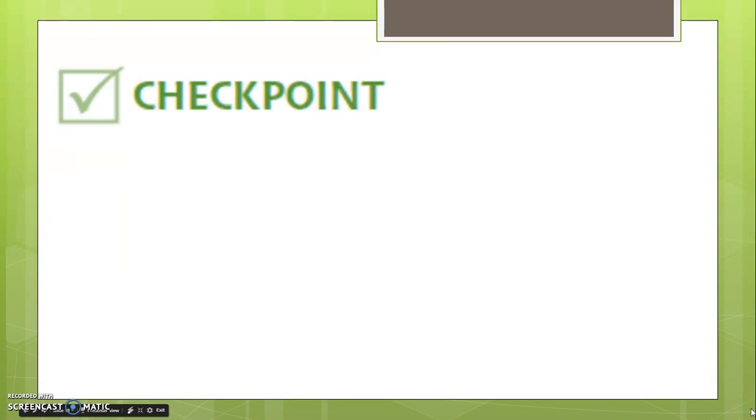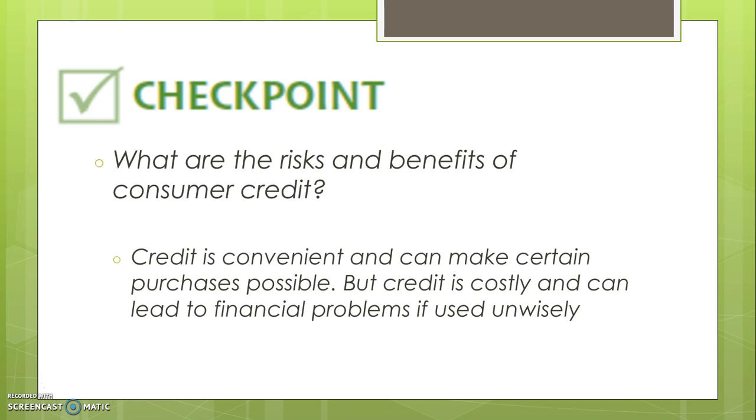Alright, so in the last video we talked about some of the different types of credit, and some of the advantages and disadvantages of using credit. So we'll start off this video by recapping what we went over. We had non-installment credit, installment credit, and open-end or revolving credit as the three types that we looked at. And then we also talked about the advantages and disadvantages.